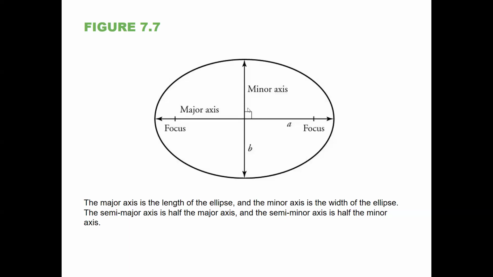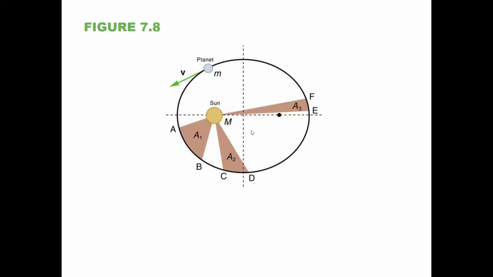And then we have this very important coordinate plane. So the major axis is the length of the ellipse, and the minor axis is the width of the ellipse. So the semi-major axis is half the major axis, and the semi-minor axis is half the minor axis.